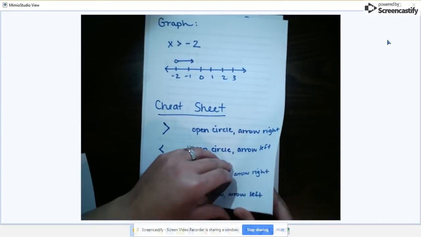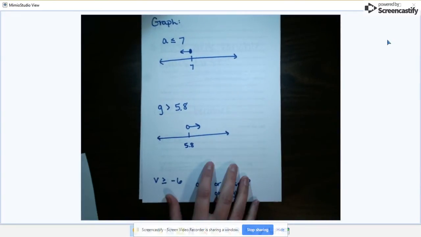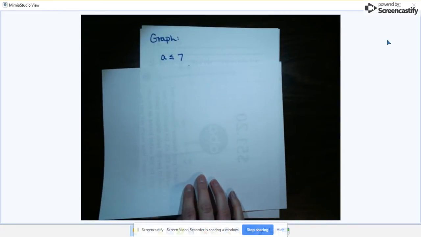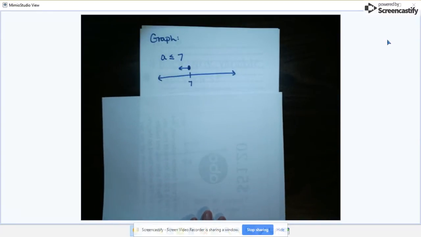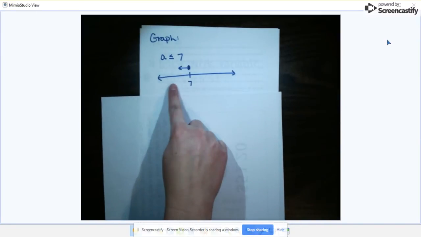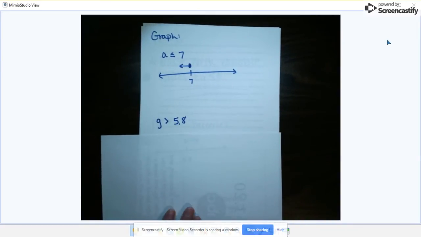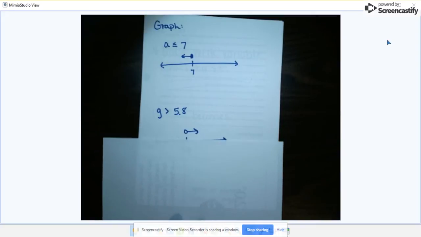So let's look at another example. We'll graph. We have a is less than or equal to 7. So we know it's going to be a filled in circle, and since it's less than, our arrow will go to the left. Okay, when you go to graph, don't worry about filling in a bunch of numbers on here. You can just do the one we're worried about. G is greater than 5.8. So here we have an open circle and an arrow to the right.